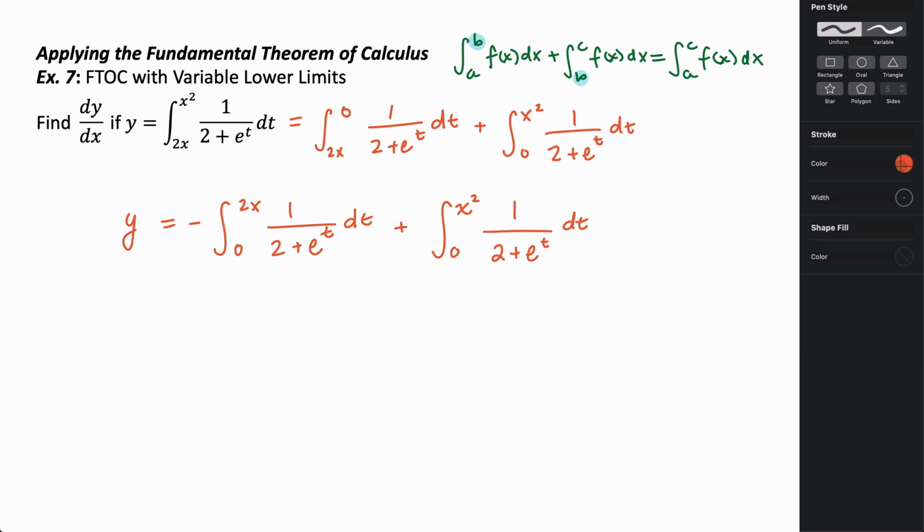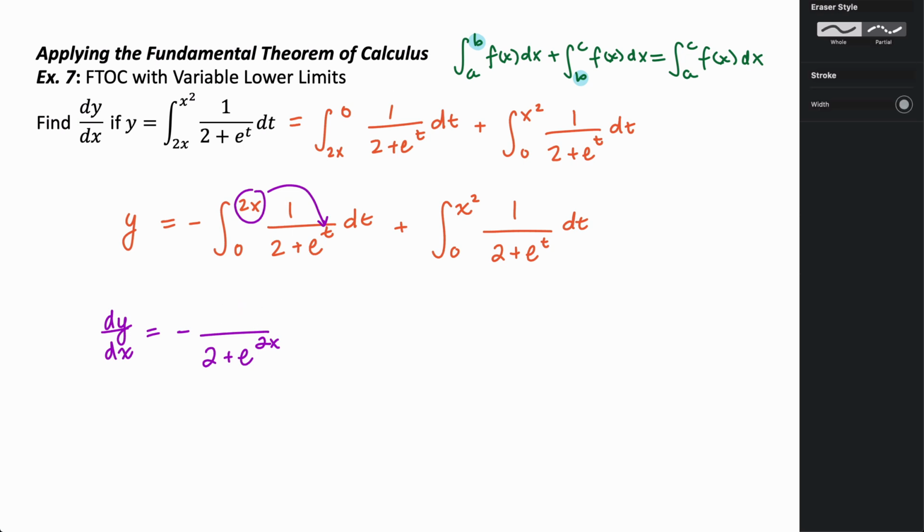Anywhere I have a t, I want to substitute in my variable, and then I'm taking the derivative of this, right? So dy dx equals, so I'm going to take this, substitute it in for t, and then because it's not just an x, I have to multiply by its derivative through the chain rule. So it's going to be negative 1 over 2 plus e to the 2x times 2. So I'm just going to make this a 2 in the numerator, right? Because it's 1 times 2 there.